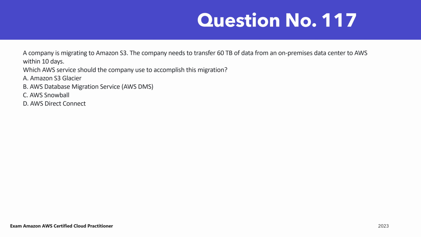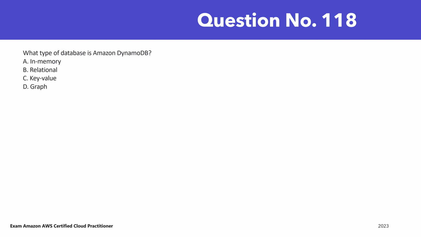A company is migrating to Amazon S3. The company needs to transfer 60 terabytes of data from an on-premises data center to AWS within 10 days. Which AWS service should the company use to accomplish this migration? A. Amazon S3 Glacier. B. AWS Database Migration Service, AWS DMS. C. AWS Snowball. D. AWS Direct Connect. Correct answer, C.